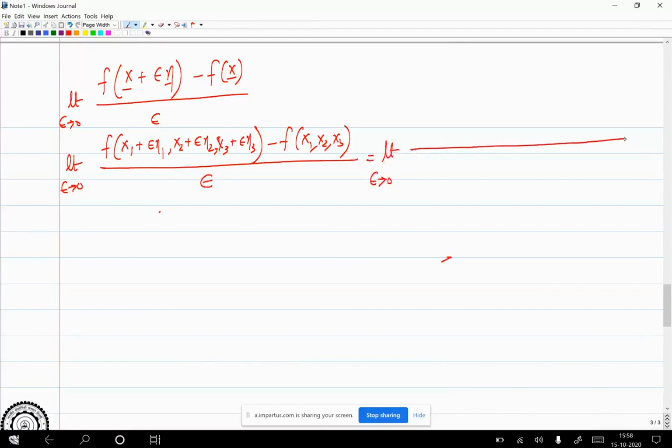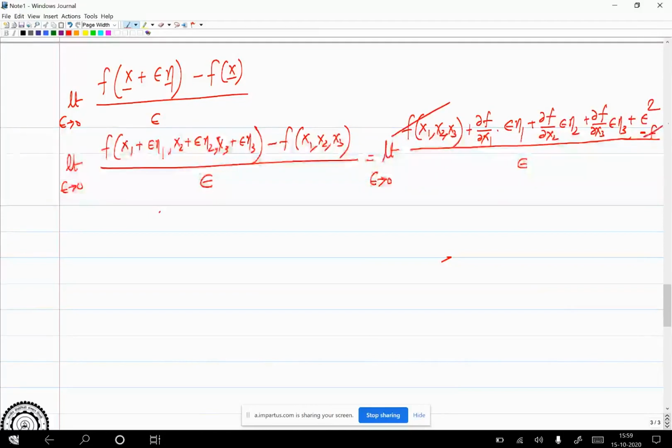न्यूमरेटर में अब देखो ये टेलर्स एक्सपेंशन लगाते हैं. So can I write this as f of x1 comma x2 comma x3 plus del f by del x1 into epsilon eta 1 plus del f by del x2 into epsilon eta 2 plus del f by del x3 into epsilon eta 3 minus f. वेल टेलर्स एक्सपेंशन में और भी आगे भी जाएगा, बट वो सब एप्सिलॉन स्क्वायर वाले टर्म्स होंगे, राइट. एप्सिलॉन स्क्वायर एप्सिलॉन क्यूब वो सब होगा, और लास्ट में माइनस एफ करना है, और यहाँ पे डिवाइड बाय एप्सिलॉन है.